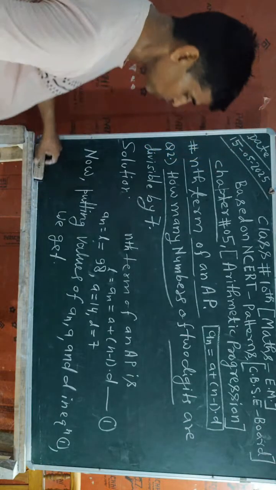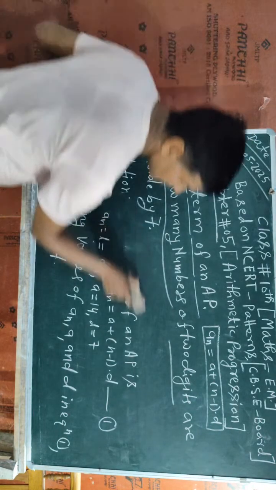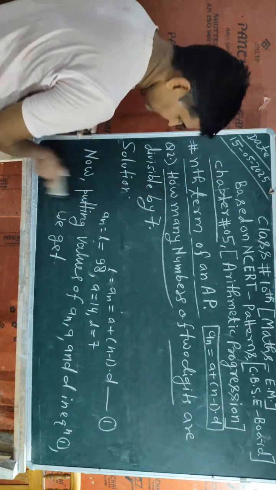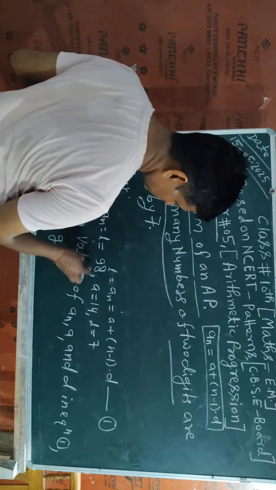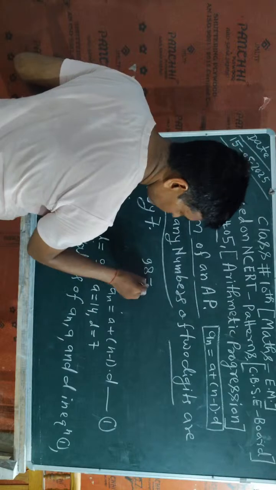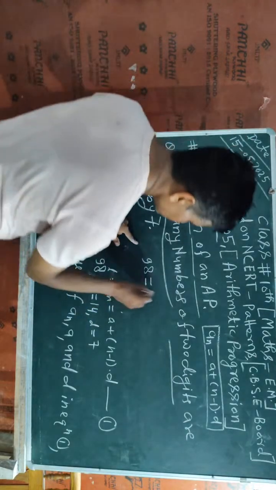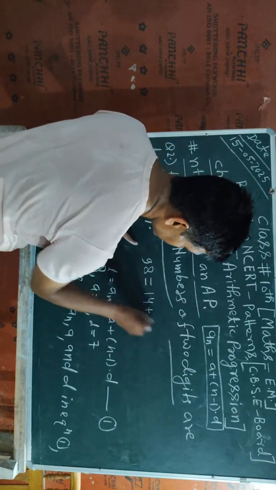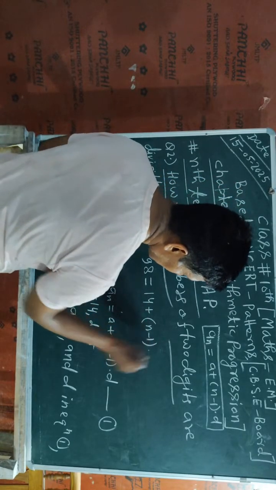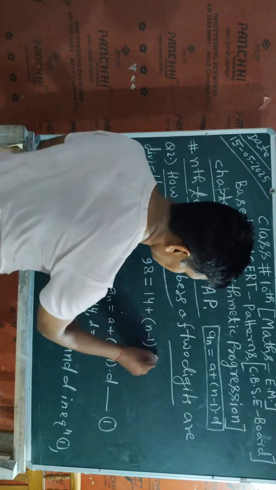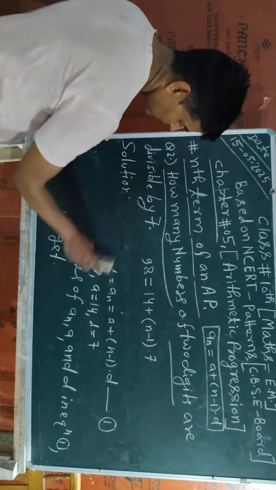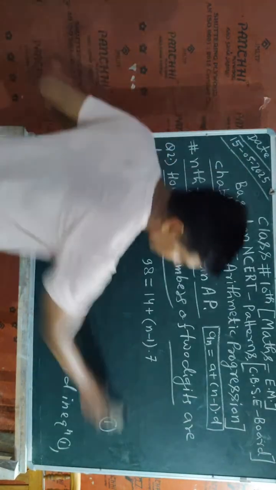Okay student, now further I am going to erase the above data. After erasing the above data, I will simplify. Now here I am going to put the value of a_n, which is equal to 98. Now the value of a is 14, so here I have to put 14. Now in the bracket I have to write n minus 1, and the value of d, which is available here, 7, so I have to put here 7. Now the below data I am going to erase for the calculation.